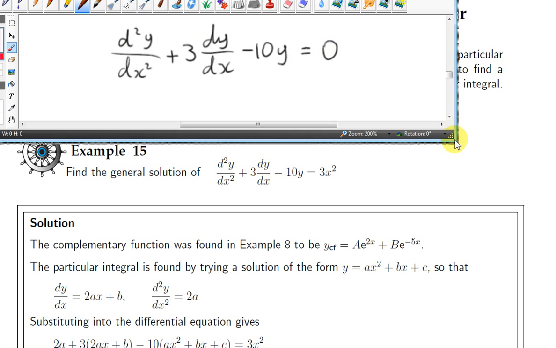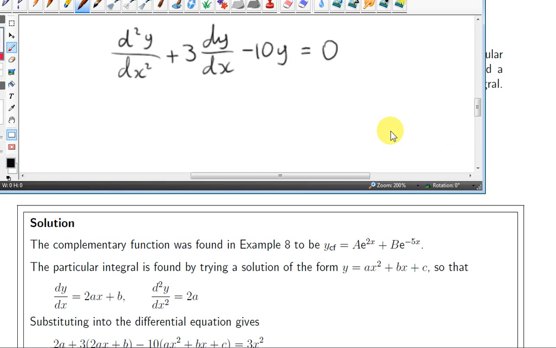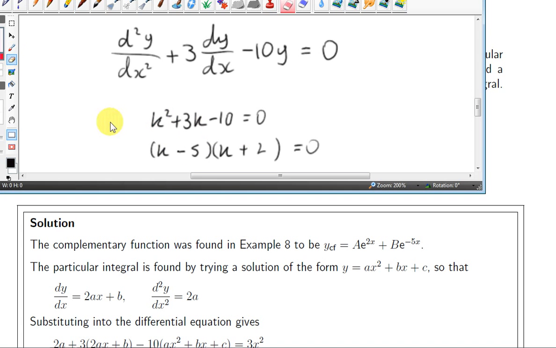And we covered how to solve them in detail. We get the auxiliary equation. So we have k squared plus 3k minus 10 equals 0. And if we solve that, well, we did it in a previous example actually. Factors of minus 10 are minus 5 and plus 2, and you can check that you have 2k minus 5k. Actually, it's the other way around. This should be plus and this should be minus.